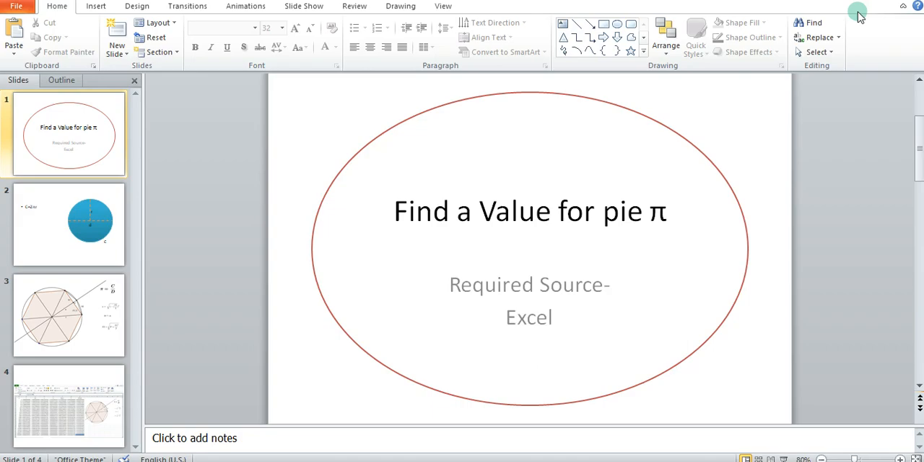Welcome. Today we are going to find a value for pi using Excel. Pi is required to find the circumference of the circle. To find the circumference of the circle, we should know the value for pi.